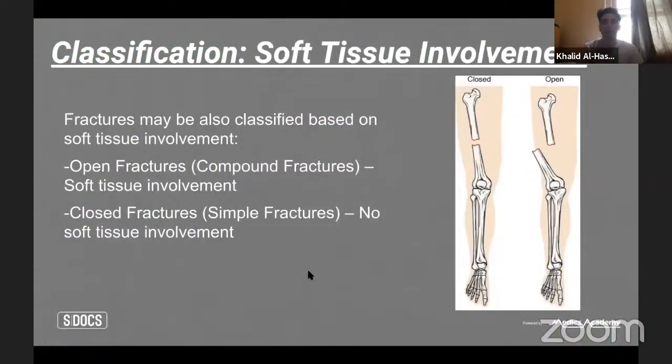Now, soft tissue involvement. This would probably be one of the more important classifications to know. Fractures may also be classified based on soft tissue involvement. We have closed fractures and we have open fractures. Closed fractures are generally known as simple fractures, in which there is no soft tissue involvement at all. The bone generally isn't massively displaced, and therefore does not interrupt any of the soft tissue nearby.